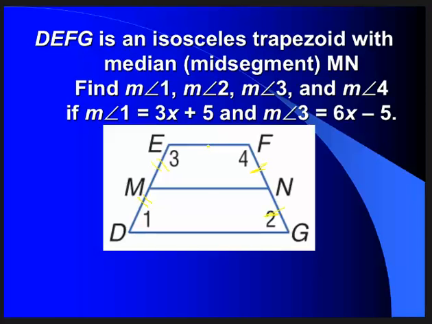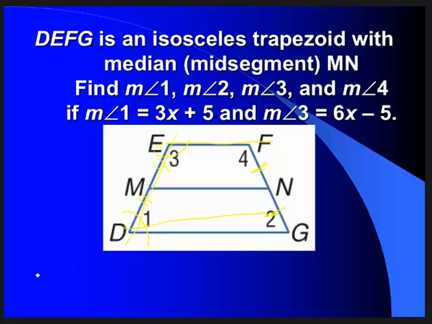Find angle 1, 2, 3, and 4. If the measure of angle 1 is 3x plus 5 and the measure of angle 3 is 6x minus 5. Okay. So what is the relationship between angle 1 and angle 3? Again, we have parallel lines being cut by a transversal. These are same side or consecutive interior angles. You really should know by now, automatically, instinctively, that those two angles are supplementary.